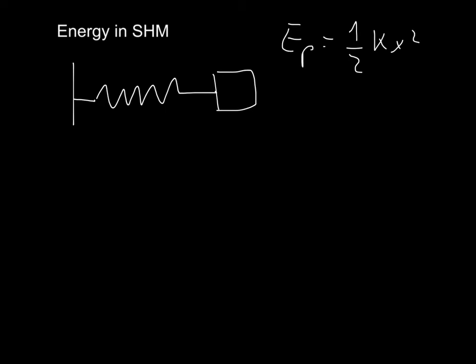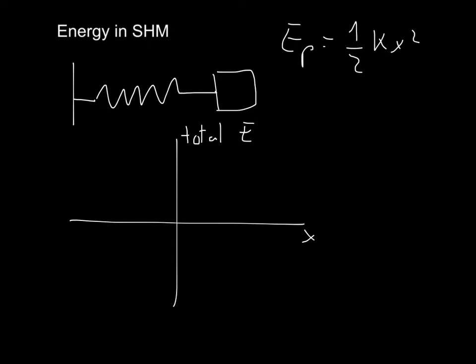Now, because there's no friction and no resistance, there are no energy losses. So what I would like you to do now is think about this. Here I have a graph. This is the total energy, and this is the displacement. How do you think this is going to look? Pause the video and tell me.